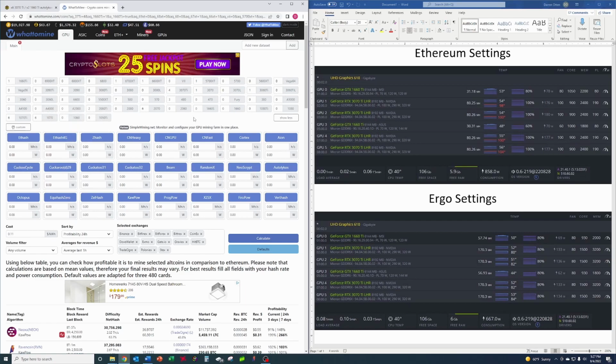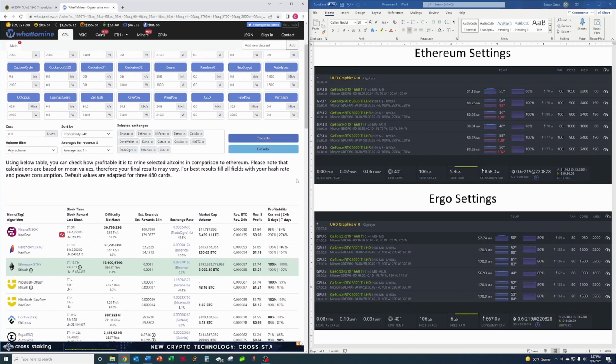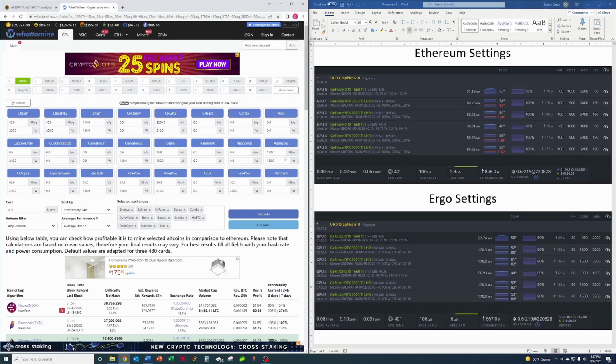And then if I can find the 3070 Ti, plug in one here, calculate it, and then yeah, again, look at this. Should be around 170 mega hash.